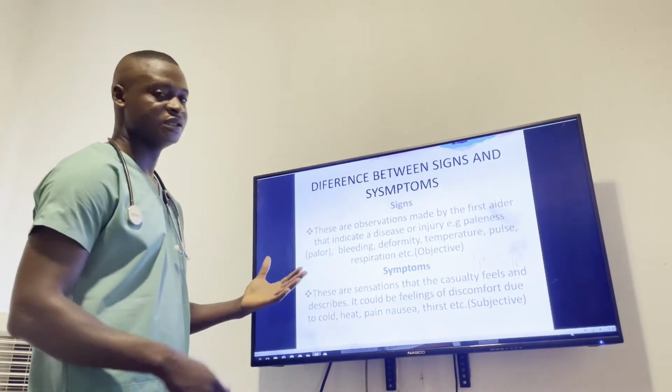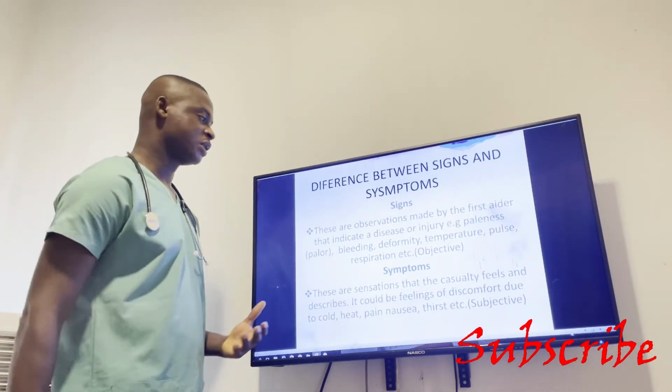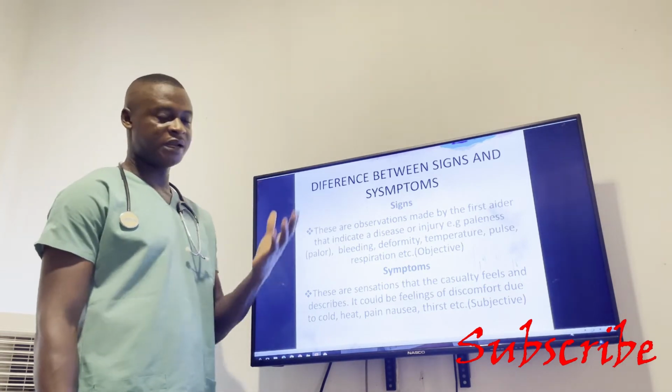So this is objective, okay? The nurse or the medical personnel sees it about the patient and then talks about it. It's what you call the signs, okay? So they are clear and then you can see it.